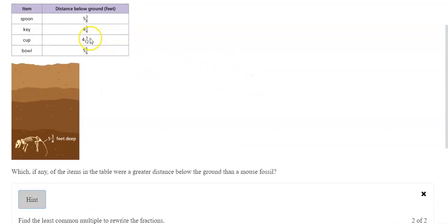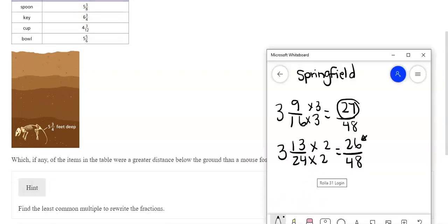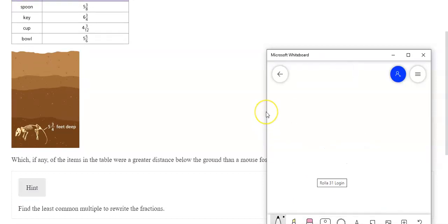So I know that 4 and 3/12 definitely is going to be above that because it's a 4. And 4 is less than 5, so it's going to be closer to 0. So I know the key is going to be one of them, so let's look at spoon and bowl and see what we get here. So our mouse is at 5 and 3/4. Our spoon is at 5 and 3/8. And our bowl is at 5 and 5/6.